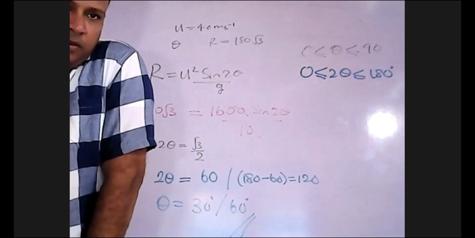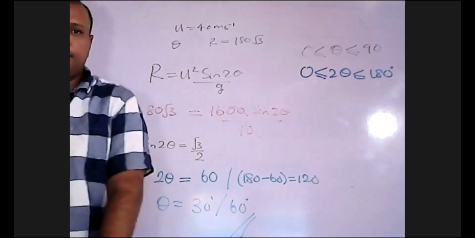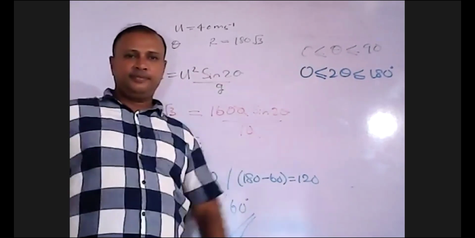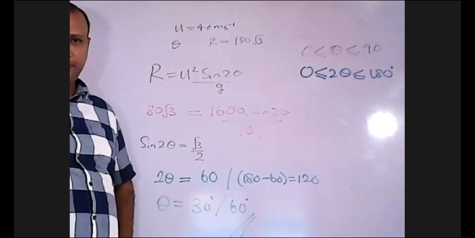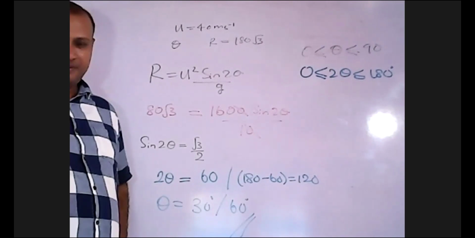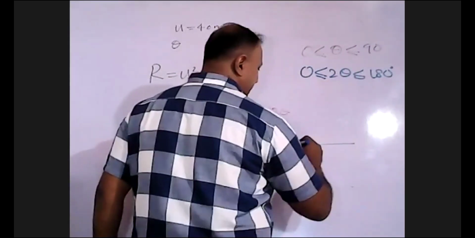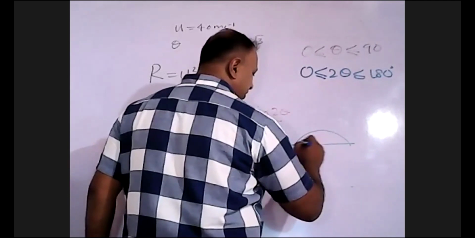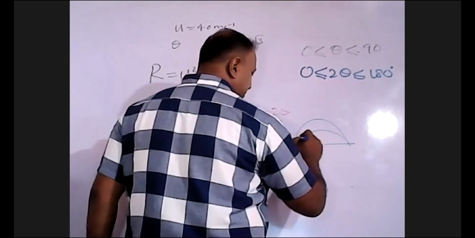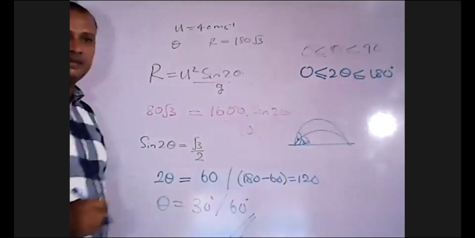Different directions, different angles. One angle is 30 degrees, the other angle is 60. Something like this.